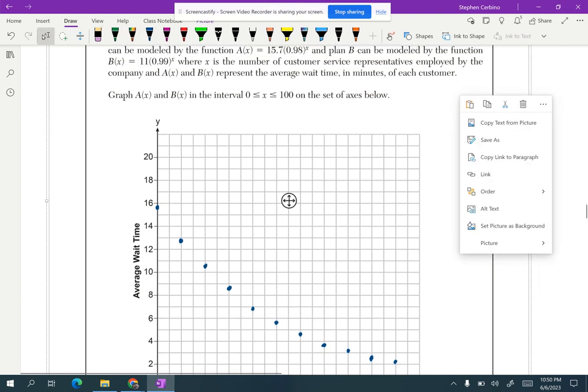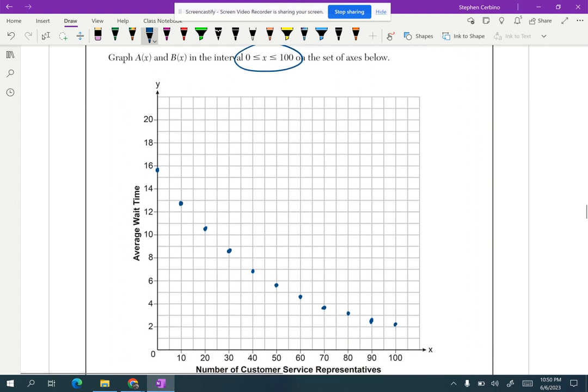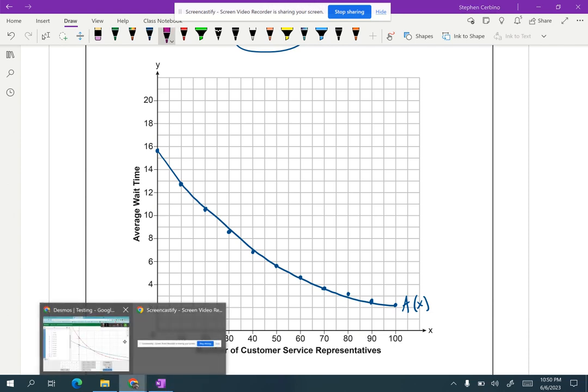Now notice it does give us an interval again, so we want no arrows, right? So when I connect these points, I am just going to connect from this original point, make a nice smooth curve through my coordinates I graphed, and stop. And I will label this as A of X. And then I'm going to repeat the process for B.